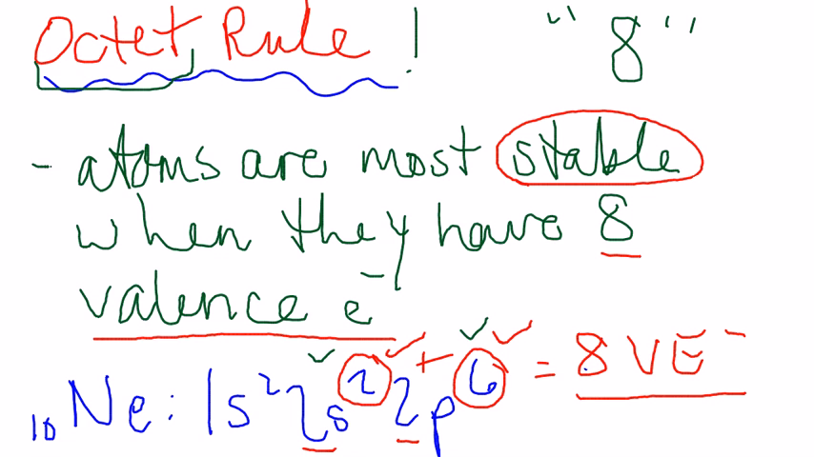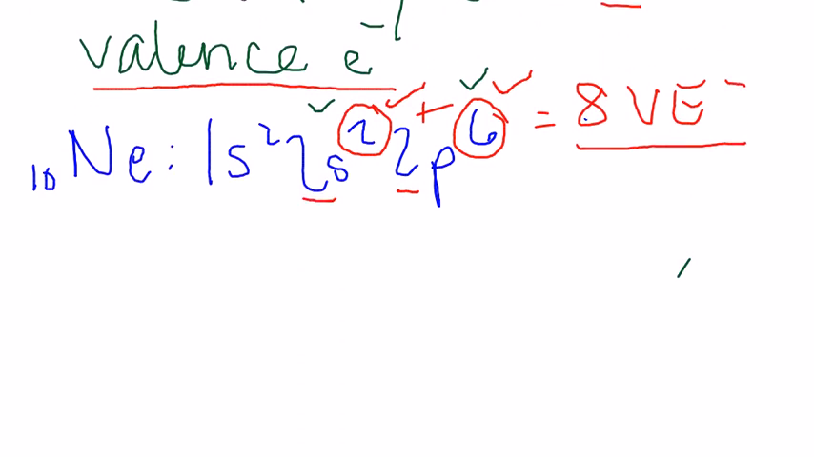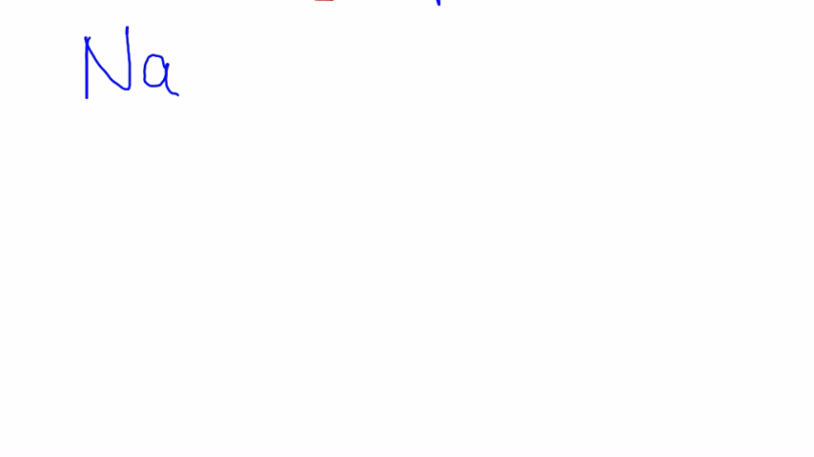Now, what happens if you have an atom that does not have 8 valence electrons? If you look on the periodic table, there's a lot that don't have 8 valence electrons. For example, you could have something like sodium, Na, with 1 more electron than neon does. What's that going to mean?